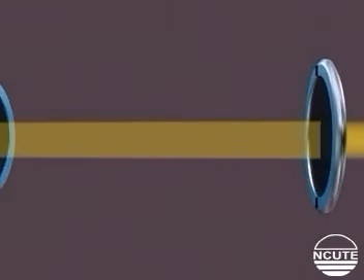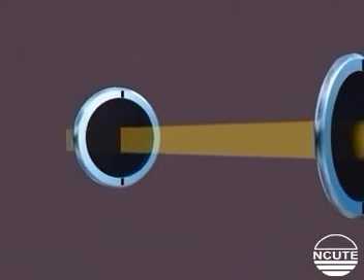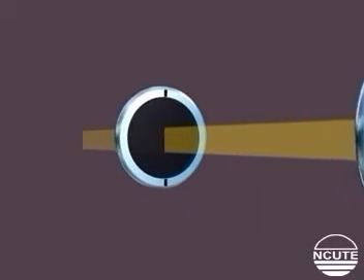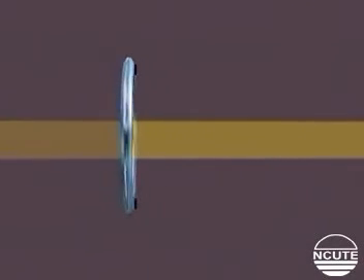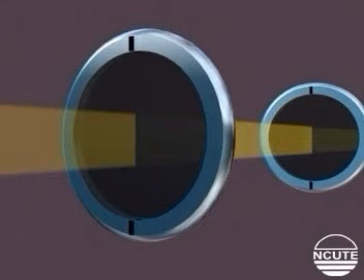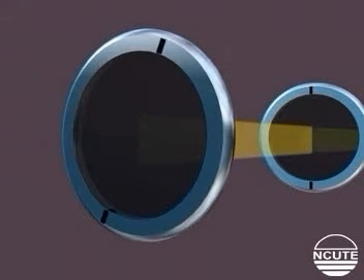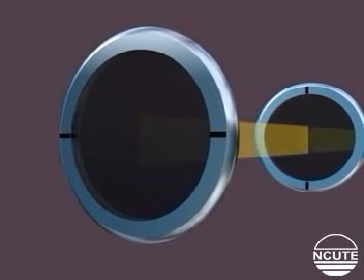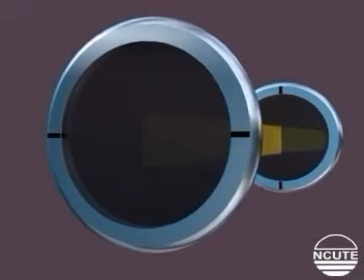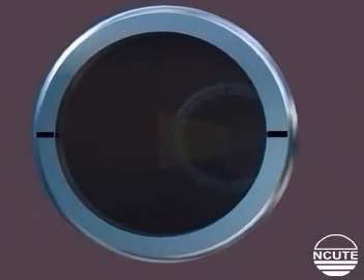Now if an analyzer is also introduced as shown, notice that it allows the polarized light to pass through unchanged, so long as it is oriented parallel to the polarizer. This is called the parallel position in a polarizing microscope. If the analyzer is rotated so that it is oriented perpendicular to the polarizer, note that no light emerges from it and we now have a dark field. This arrangement is known as crossed polars in the microscope.